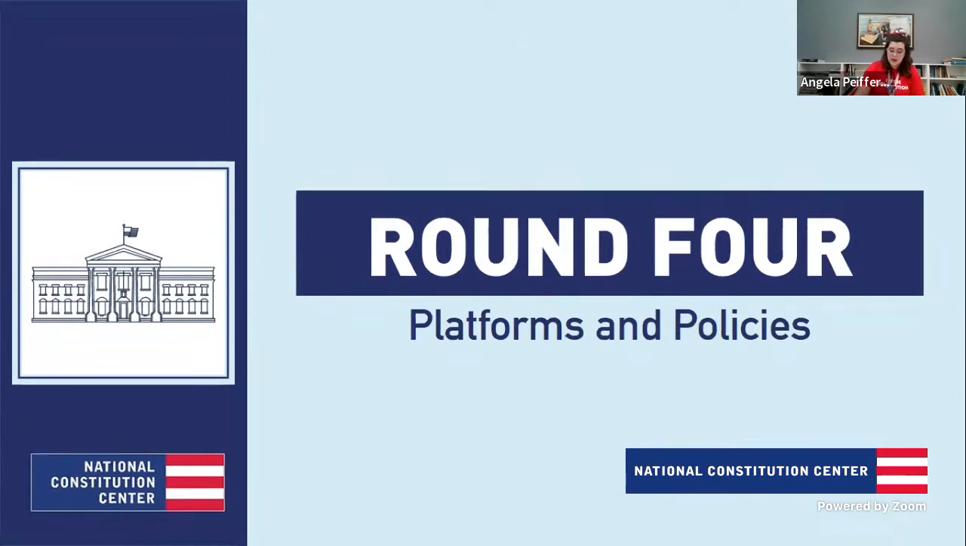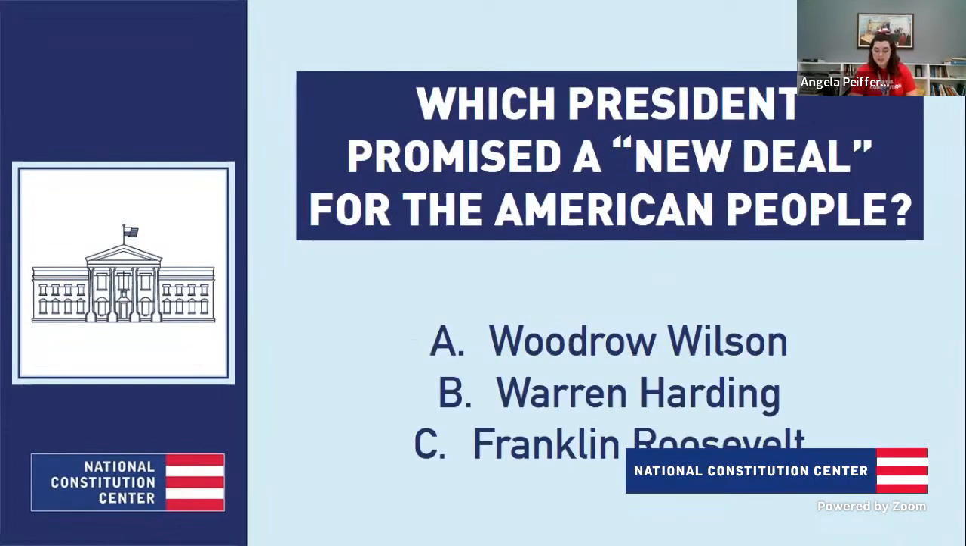Round 4 is going to be on our platforms and policies. So let's look at what these presidents have wanted to do during their time in office. Which president promised a new deal for the American people? We have here Woodrow Wilson for A, B, Warren Harding, or C, Franklin Roosevelt.